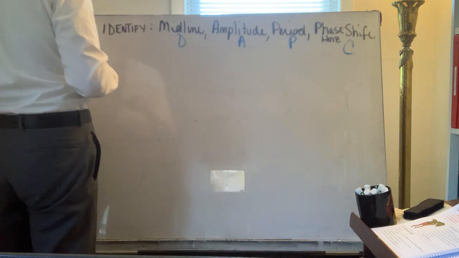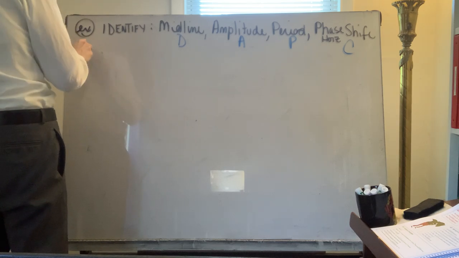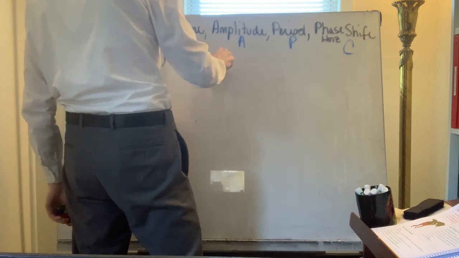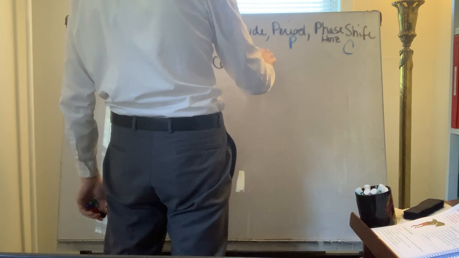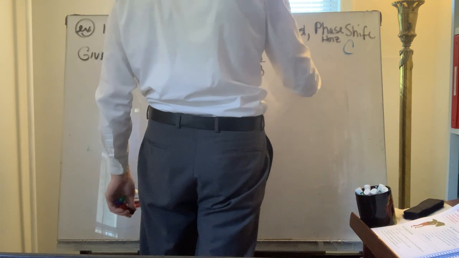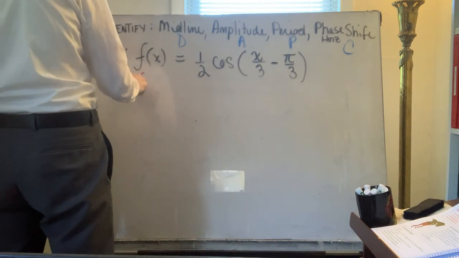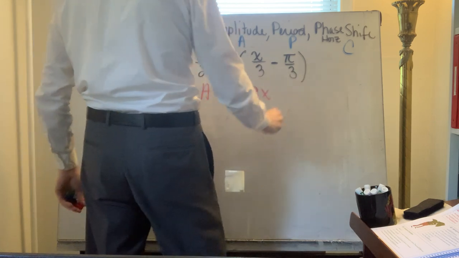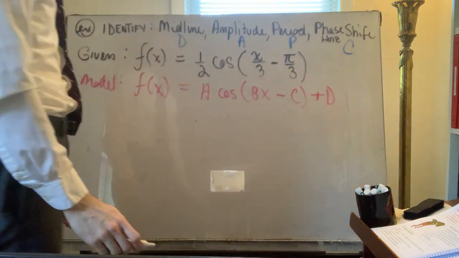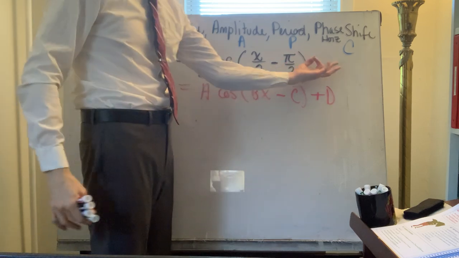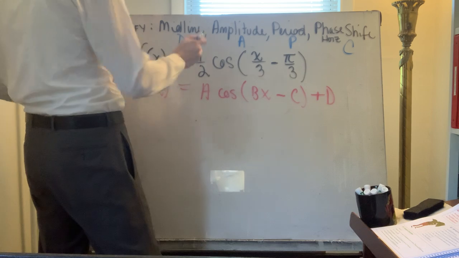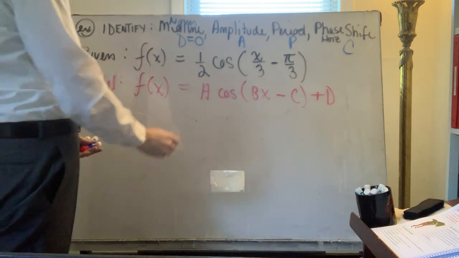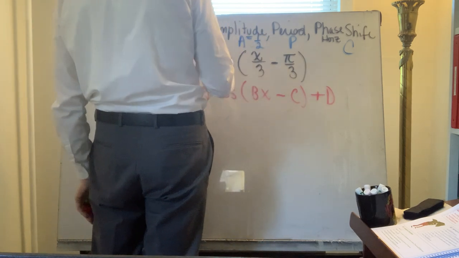All right. Given this function. The function is equal to one half cosine of x over 3 minus pi over 3. And in comparison to the model, you can see what is present and what is not. A cosine in this case, bx minus c plus d. There is apparently no d value here. So the midline would be 0. So it's more or less the normal situation. It's not vertically shifted. The amplitude would be A in this case, so it's a half. That means that it's shorter than normal.